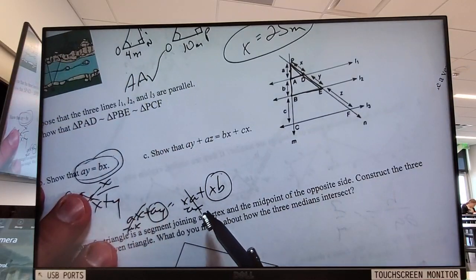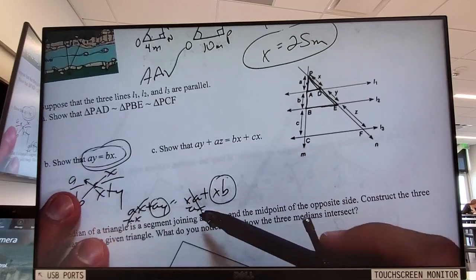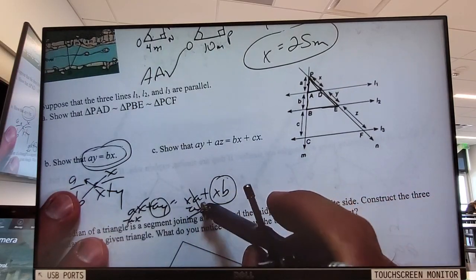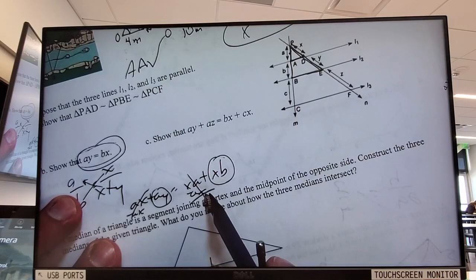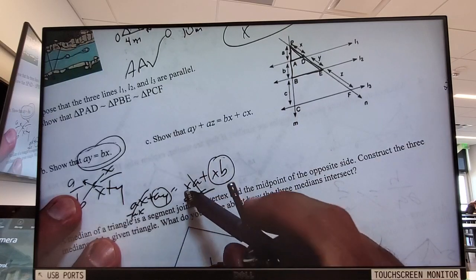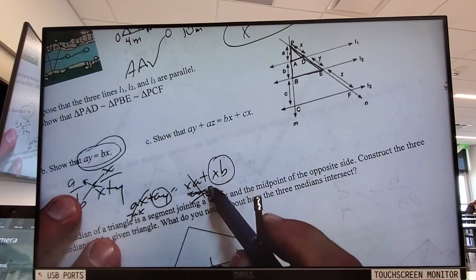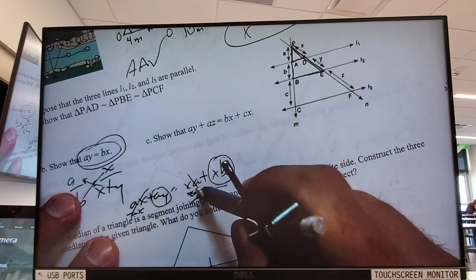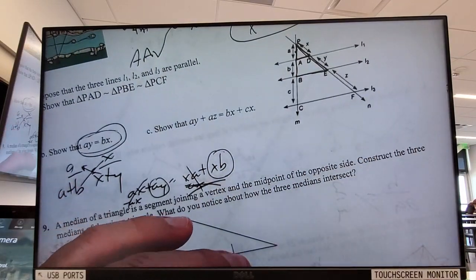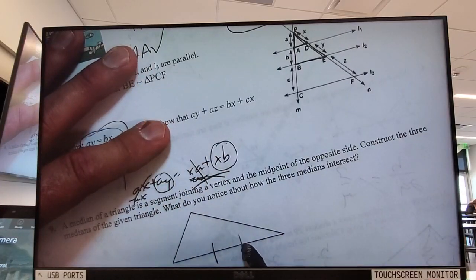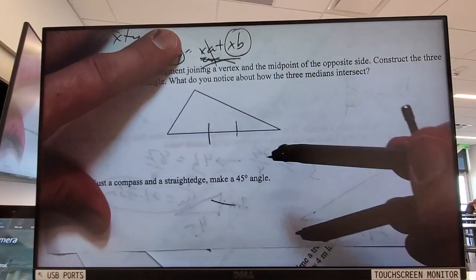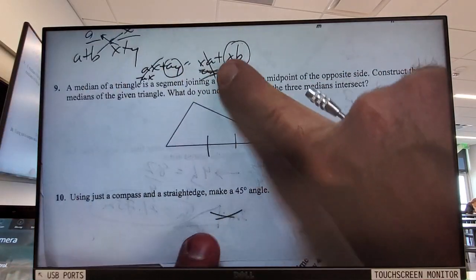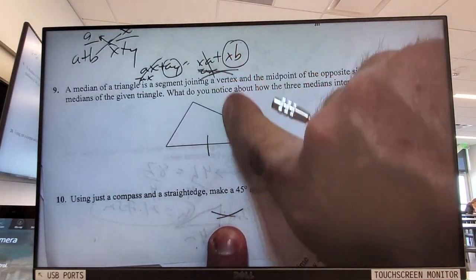Then you put your point at either one of these, make an arc, put it at the other one, make an arc. And then on the other side, do the same thing. Arc. And then if you just connect those two intersections in the middle.